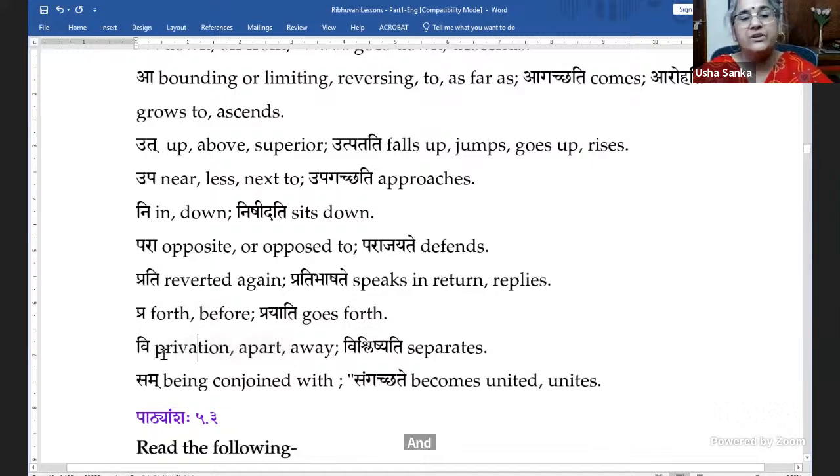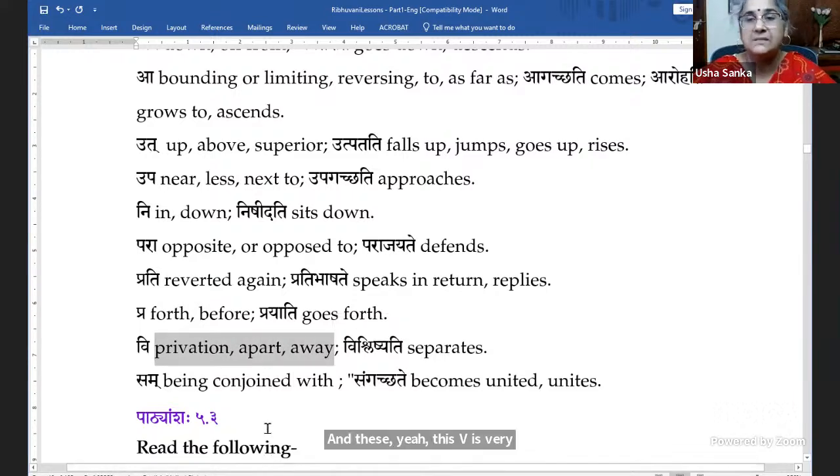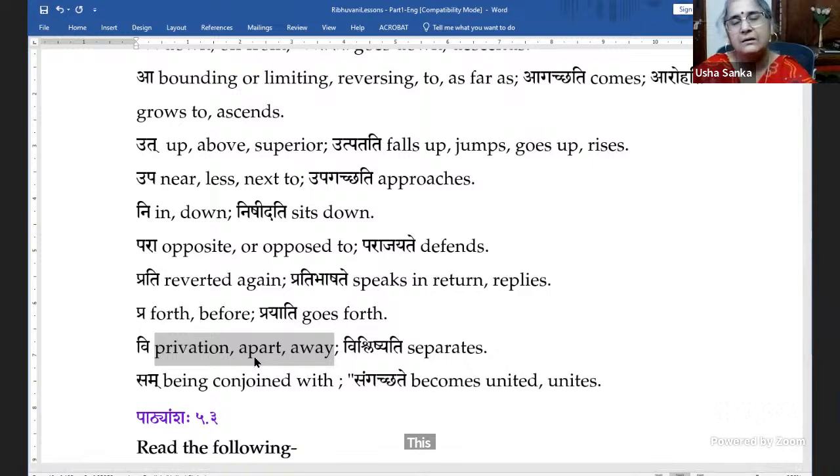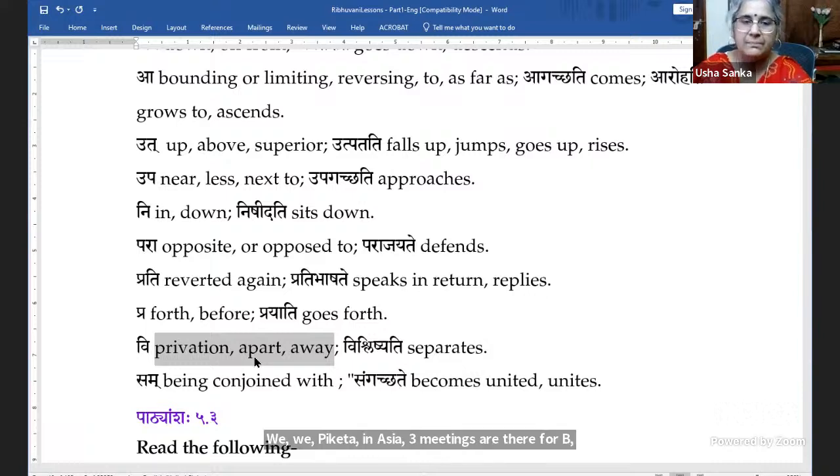V is, yeah, this V is very confusing. V comes in, at least as I told you, three ones. V is also special, like V is Vishesha, Viruddha, and one more, Vigata. Vigata, Vishesha, Viruddha. Three meanings are there for V. Okay, so we'll come back to that when we use them. It is all by usages that you will understand this.